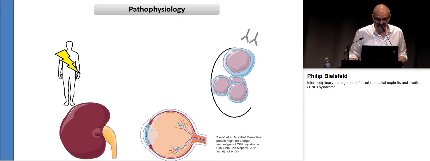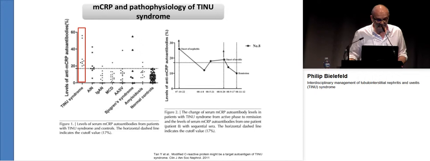This antibody is very interesting because its level is elevated in TINU syndrome, is normal in other acute interstitial nephritis, in IgA nephropathy, in Sjögren's syndrome, in amyloidosis, and in normal control. And second, its level decreases when the disease improves.